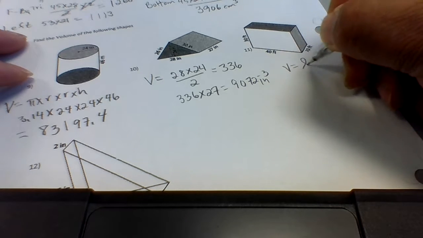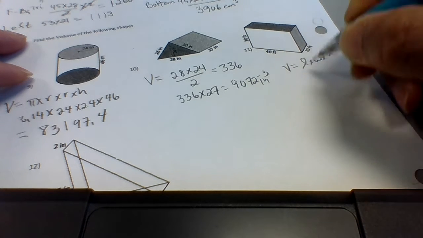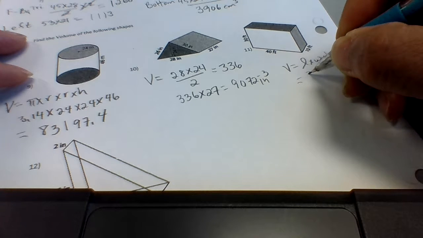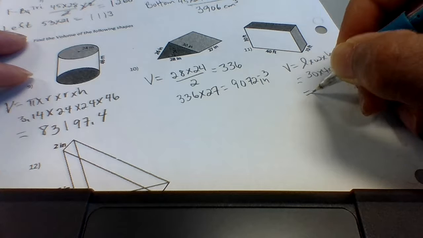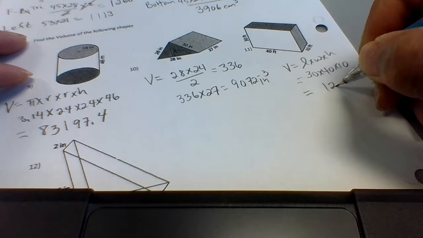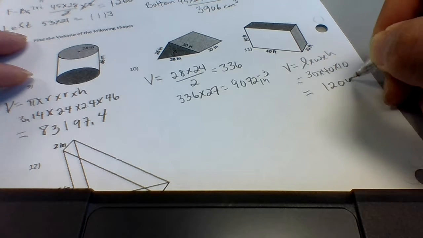Next one is a rectangular prism. Volume is equal to length times width times height. So in this problem, it's going to be 30 times 40 times 10, which is going to equal 12,000.